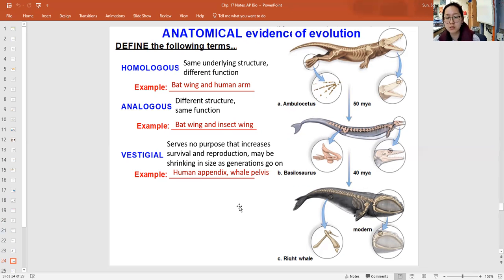So examples are the human appendix. It used to be an important part of the digestive system for human ancestors, but we no longer need it. And sometimes you have to get it removed because sometimes if it gets infected, you get in really big trouble and you get really sick.